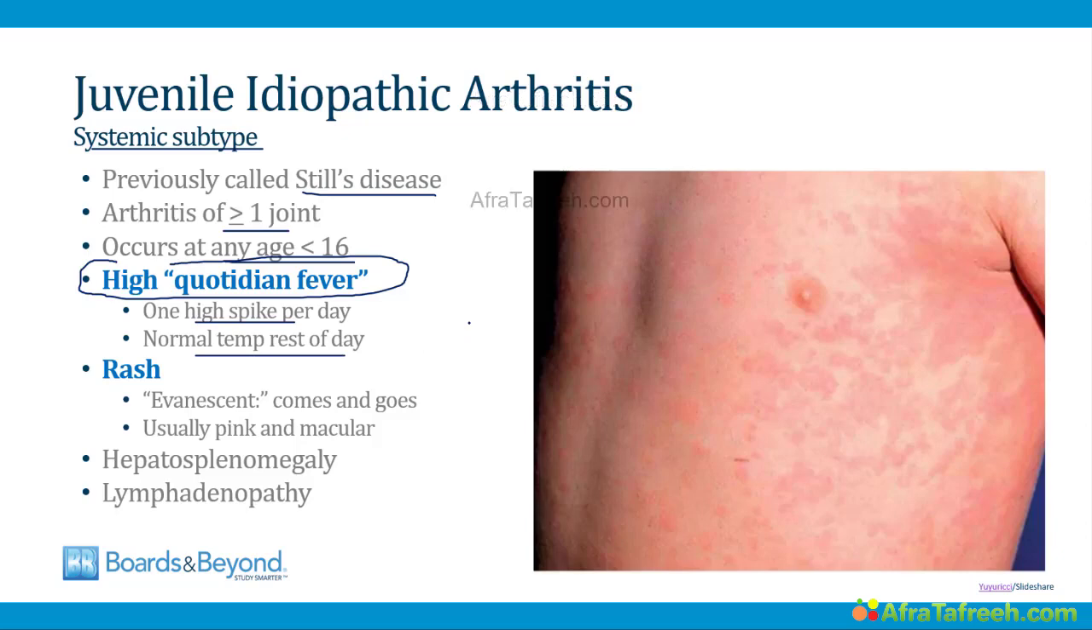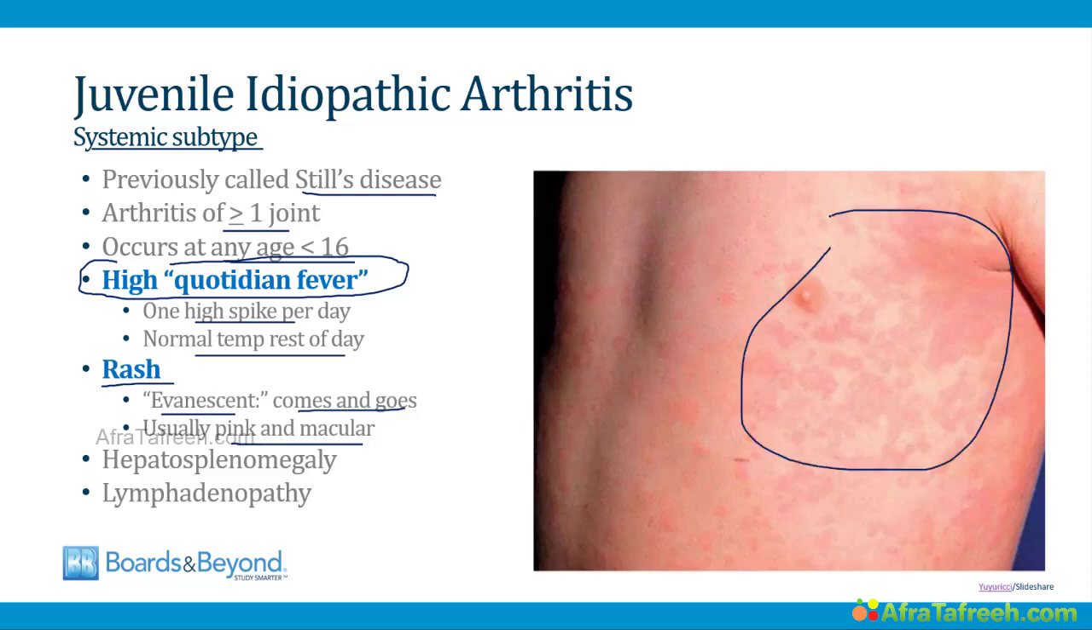Most infectious processes do not behave that way. Children with this subtype can also develop a rash. It's described as an evanescent rash, meaning it comes and goes. It's usually pink and macular, and this is a picture of what it can look like on the screen here. These children can also have things like hepatosplenomegaly and lymphadenopathy, but all of these things are going to bring to mind lots of other diagnoses. The key is the quotidian fever. This is a very unique feature of the systemic subtype of idiopathic arthritis.